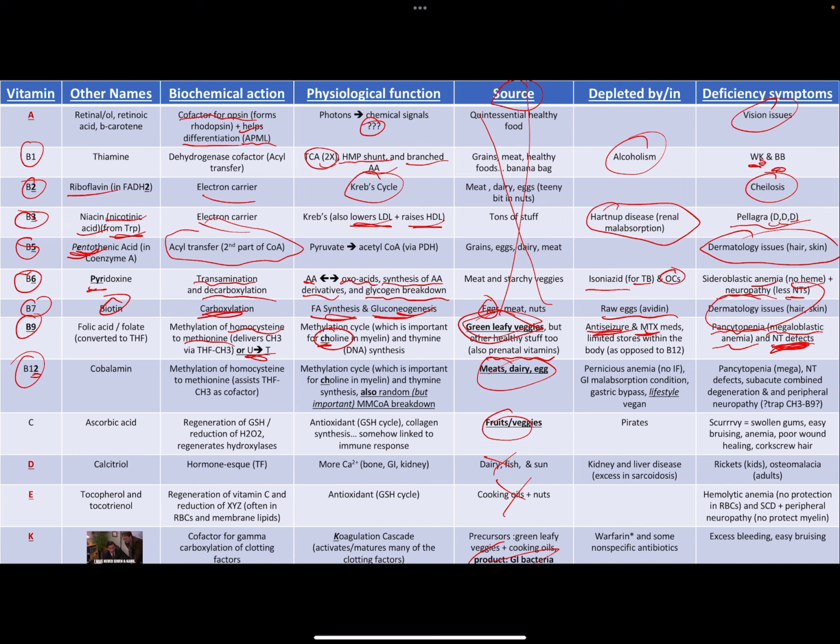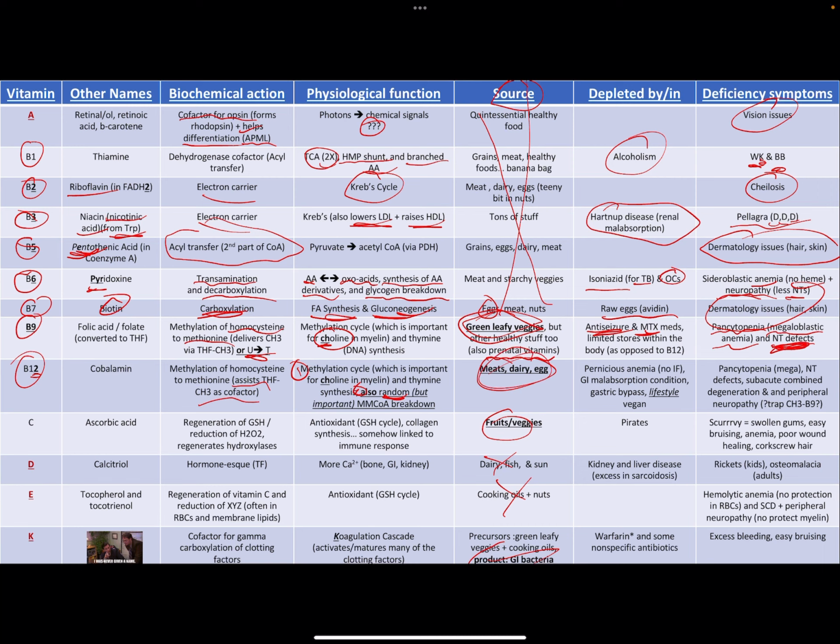B12, you can think of 1 or 2, or you can just think of the fact that there's a 2 there, and that is to remind us that this is 2 different pathways, right? There's the methylation cycle, but then also randomly, we have the methylmalonic acid pathway breakdown. So if we have B9 deficiency, we will only have a homocysteine increase. If you have B12 deficiency, you'll have a homocysteine increase, and you'll have a methylmalonic acid increase because you can't break it down. B12 is really just assisting here. It's not carrying it as much as the folate.